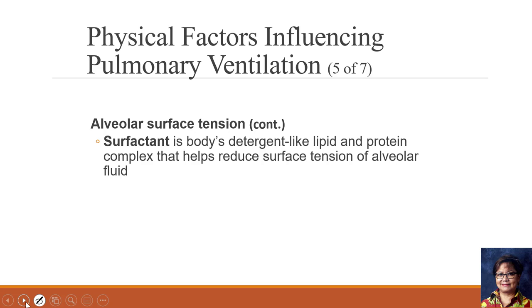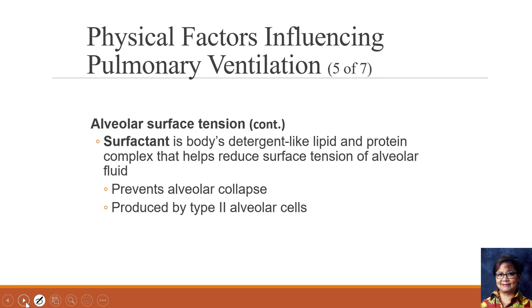So alveolar surface tension can actually be eliminated if you can break the hydrogen bonds. And surfactant is a protein, like a detergent type of protein that helps reduce surface tension of water inside the alveoli. It prevents the collapse of alveoli. And this is produced by type 2 alveolar cells.